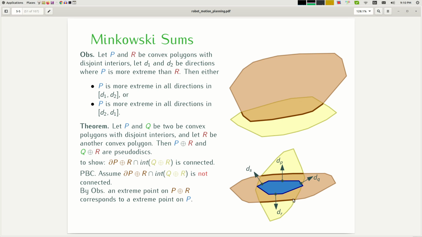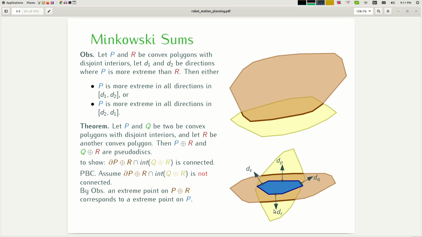Okay. So by the observation that we had before, an extreme point of a Minkowski sum is obtained by taking an extreme point of the original polygon plus an extreme vertex or vector of the robot, the polygon R, that we're adding to. So for example, for these extreme points, we have to take these extreme points of the blue one, then add the robot, and the same for these ones. You take these extreme points and add the polygon R to get that one. Okay.